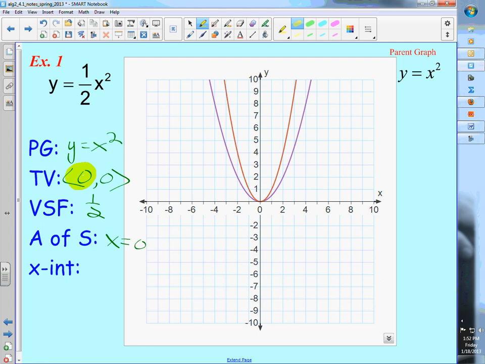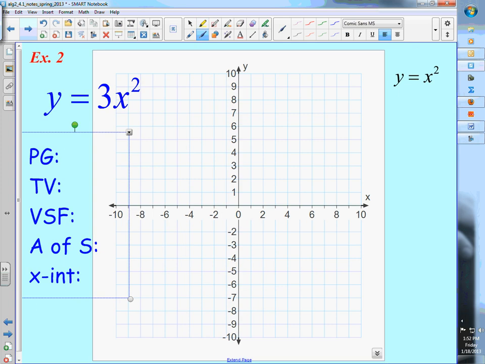So what will we say? And that's as an ordered pair. Sometimes there will be 2 x-intercepts. Sometimes there will be none. If they're asking for x-intercepts and there aren't any, just say so. There's no x-intercept. Nothing wrong with that. Okay?